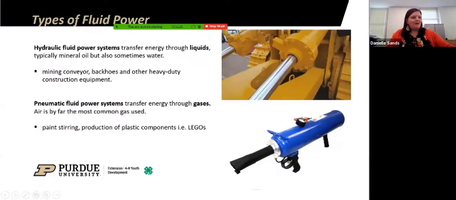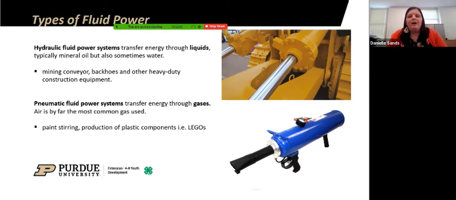So let's talk about types of fluid power. Hydraulics obviously take some kind of fluid to perform the work. Hydraulic fluid power systems transfer energy through liquids. Typically, this is oil. So some examples include a mining conveyor, backhoes, other heavy-duty construction equipment. But you also saw some other things in the video that might have liquid power systems.